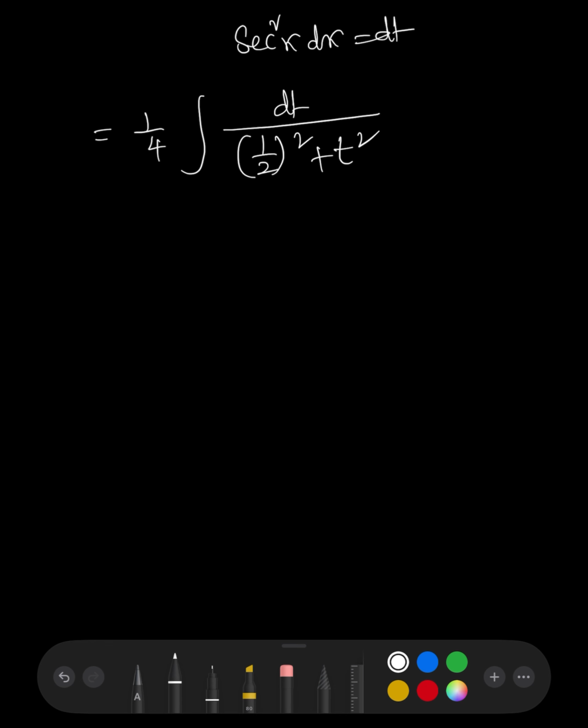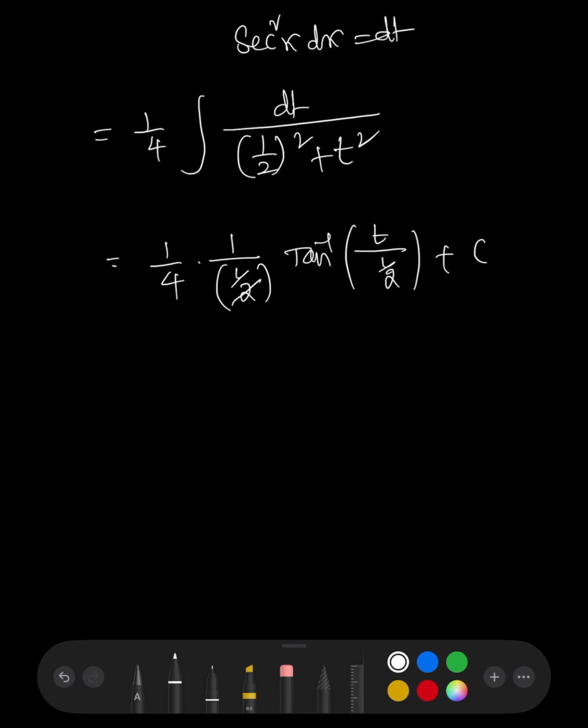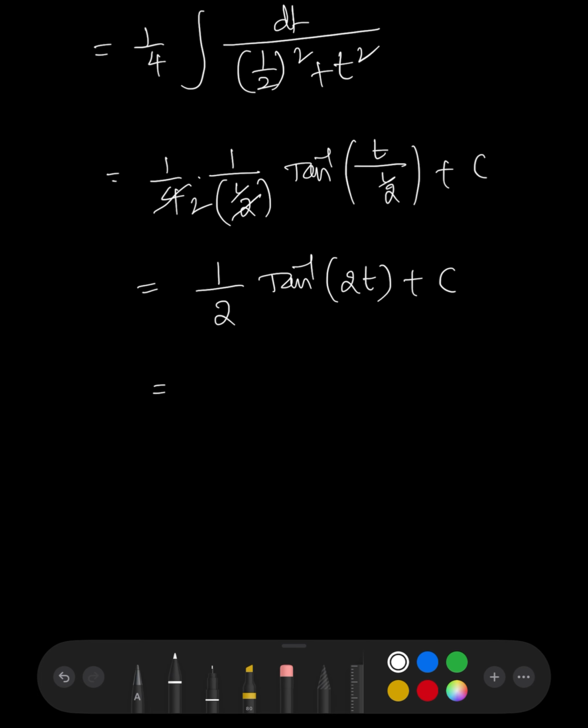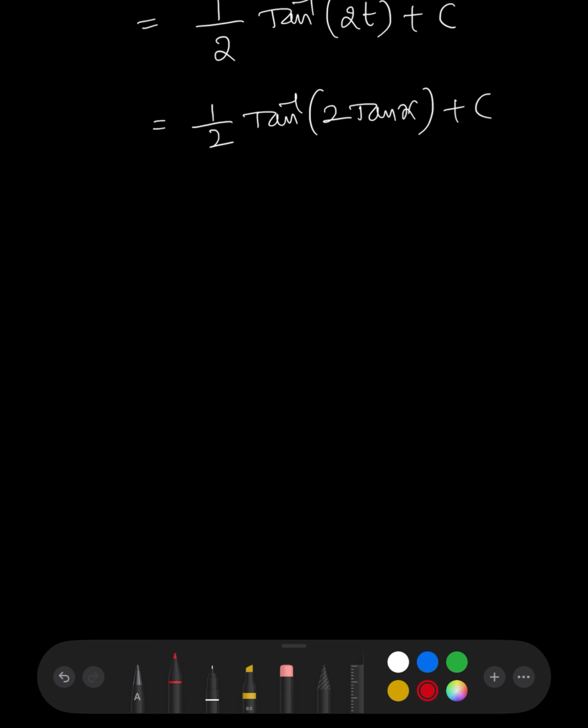So if it is this, it is in the form of 1 by a square plus x square, so that is 1 by a tan inverse of x by a, that is t by 1 by 2, plus c. 2 ones are 2, 2's get cancelled, 1 by 2 tan inverse of 2t plus c. Here t is tan x, so 1 by 2 tan inverse of 2 tan x plus c, right?